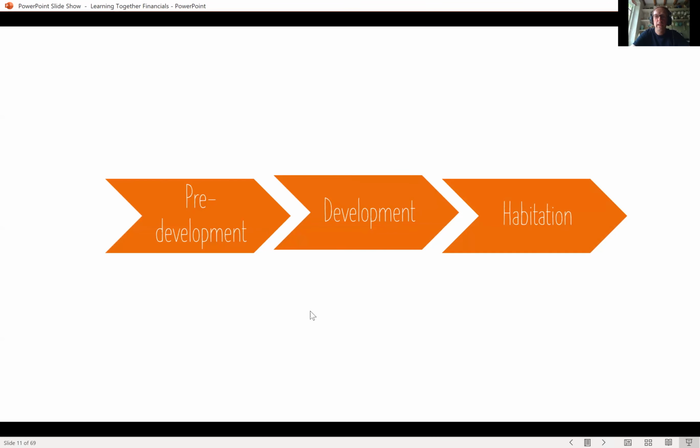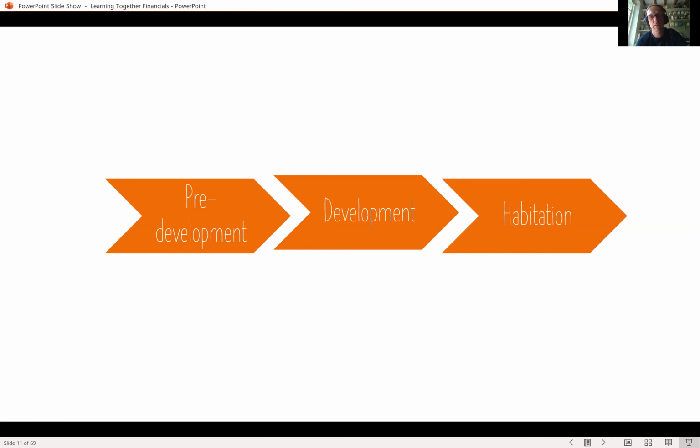So sometimes this is called, we use different language. Perhaps if you're working in partnership with a registered social landlord, they might use this kind of language: pre-development, development, habitation. Most of that is self-explanatory, but pre-development can mean different things in different types of projects. So if you're buying a house, the pre-development part of it could be getting a surveyor's report, paying your first mortgage fee, getting your solicitor's fees paid and things like that.